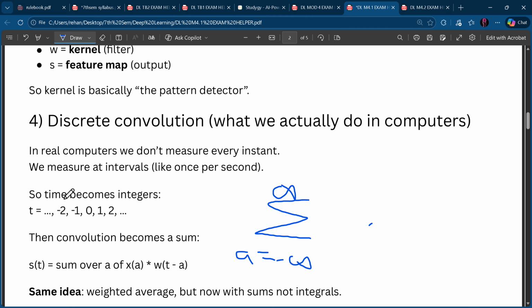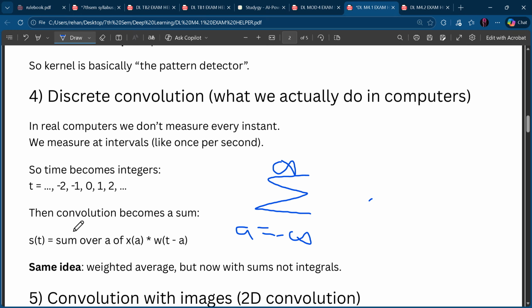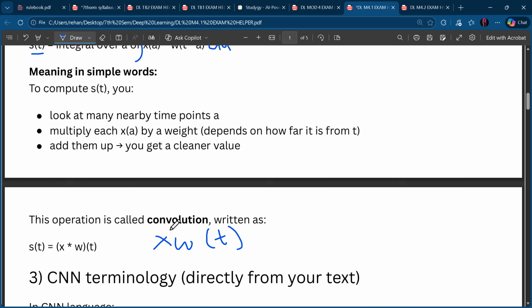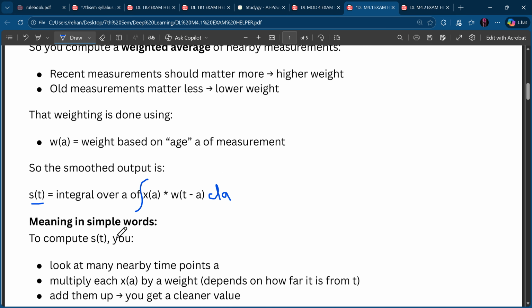Discrete convolution is what we actually do in computers. In real computers, we don't measure every instant, we measure at intervals, like once per second, or a 5-second interval. So time becomes an integer, t equals negative and positive integers, and the convolution becomes a sum. s(t) is equal to the sum over a from minus infinity to infinity of x(a) times w(t minus a), same as we had before.